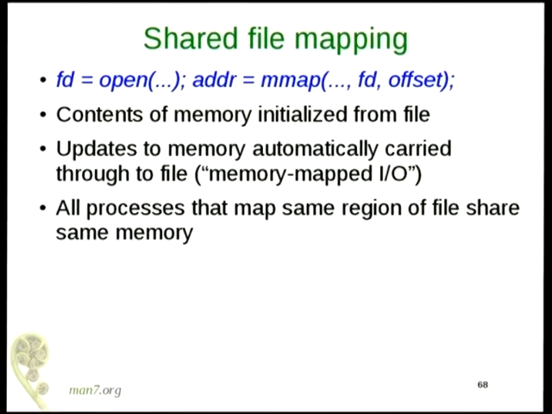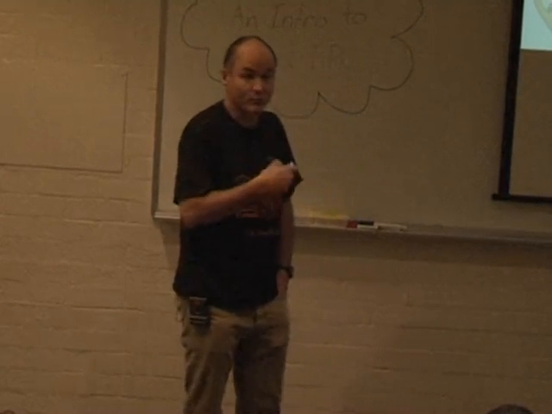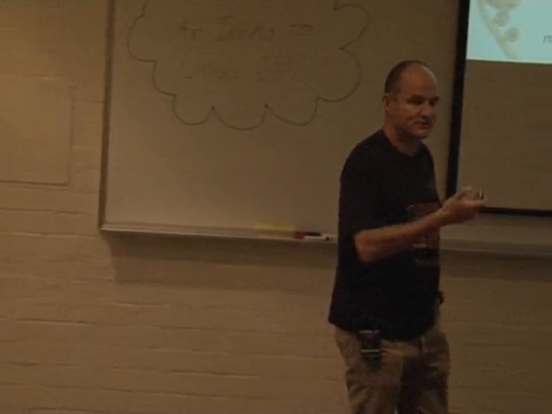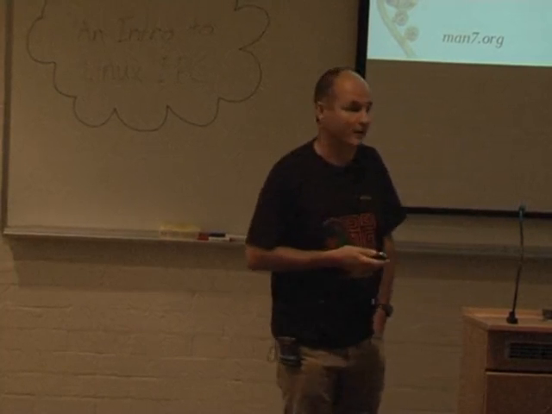With a shared anonymous mapping, the mapping was initialized to 0, but when you open a file and map it, the contents of the memory are initialized from the file. And as I said, any changes you make to the memory are automatically carried through to the file, and all the processes that map the file share those updates in the memory, and their updates are propagated through to the file.